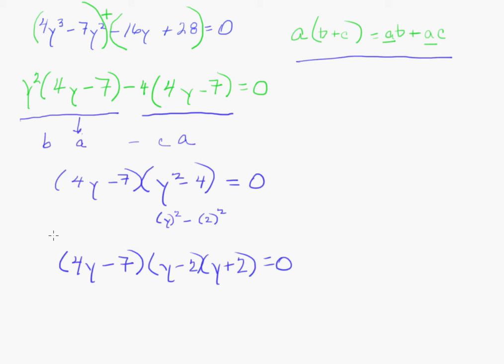When I ask for the zeros of the function, that's when we look at each one of the factors. For example, 4y minus 7, and we find the value for y that makes this factor equal 0. And in this case, y would be 7/4. Then we would also do y minus 2 equals 0, and we would find that y is 2, and finally y plus 2 is equal to 0, and so y would be -2.